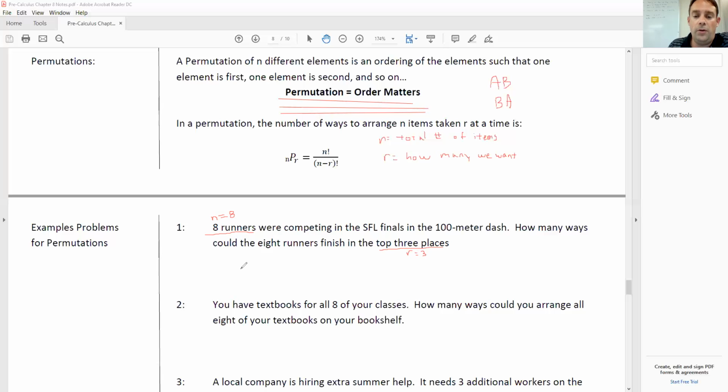So this would be then order matters, because if you finish first place, that's not the same thing as you finishing second place, third place. It's like you'd rather have a gold medal than a bronze medal. So this would be a permutation because order matters. When order matters, it's a permutation. So 8 permutate 3. So that's 8 factorial all over 8 minus 3 factorial.